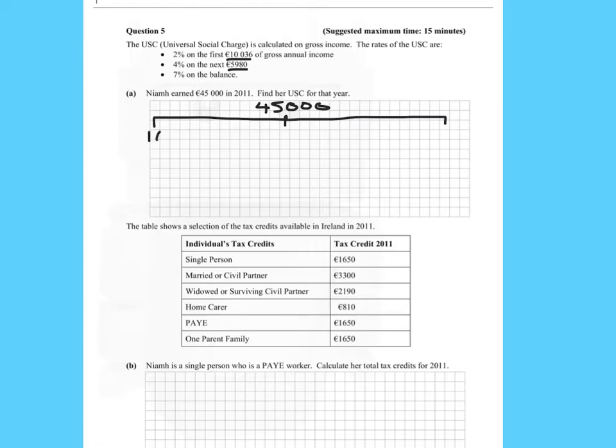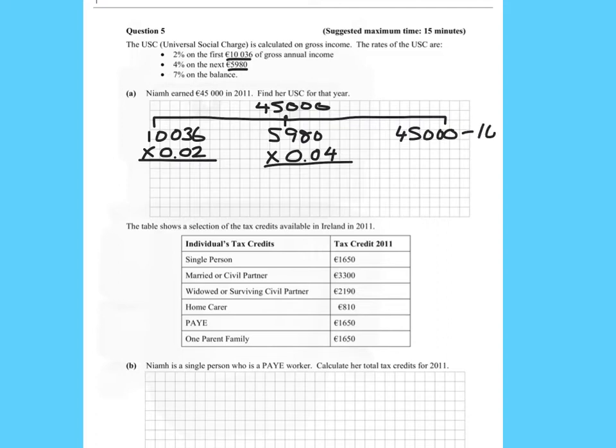So the first 10,036, we're going to multiply by 0.02. Actually, I'll just pop that down here because we're running out of space. The next 5,980, I'm going to multiply that by 0.04 for the 4%. And then the very last part, what I need to do here is 45,000, and I'm going to subtract the two amounts.